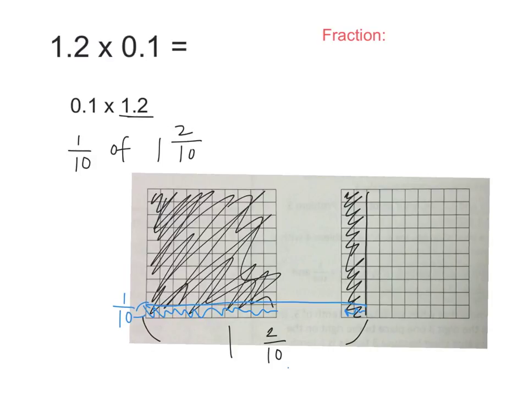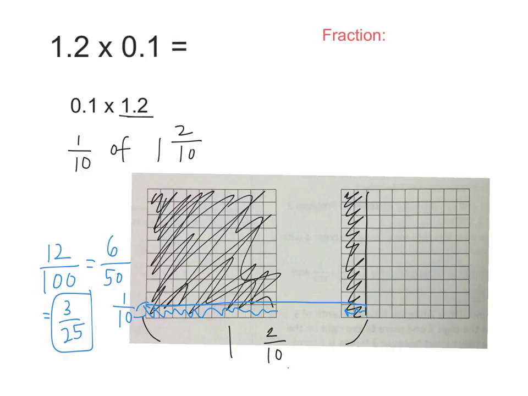How many little sections are colored in with 2 colors? How many? 12. Okay, so it's 12. And then there's 100 in each box, so it's 12 hundredths. Can we simplify that? That's the same as 6/50ths, which is the same as 3/25ths. So our answer should be 3/25ths.